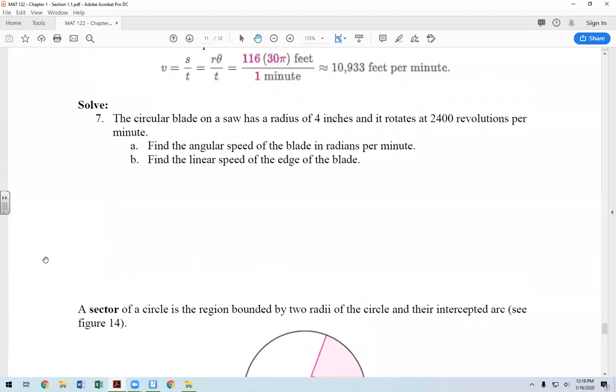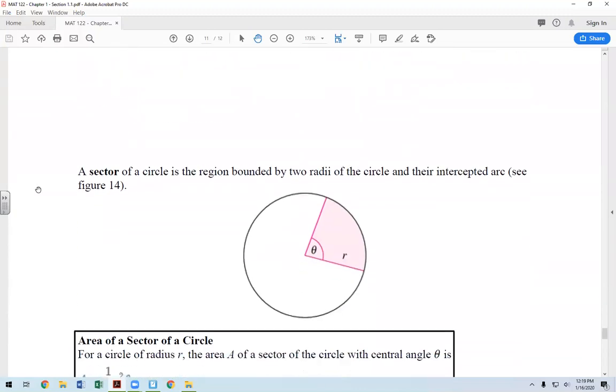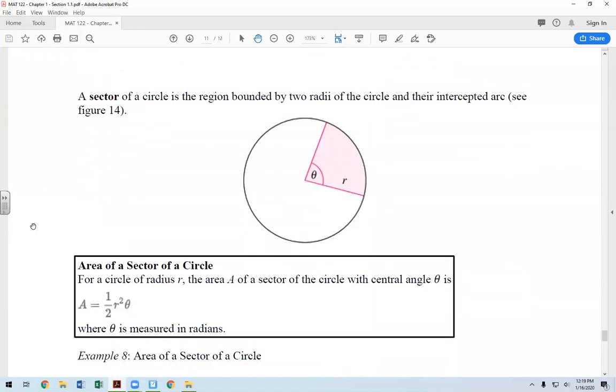All right, so that was using the idea of an arc length and building up on that arc length with our angular speed and linear speed. Now we're actually getting into the area of a sector, or basically think about a slice of a pizza pie, right? A little wedge. Basically, that's what we're trying to think about.